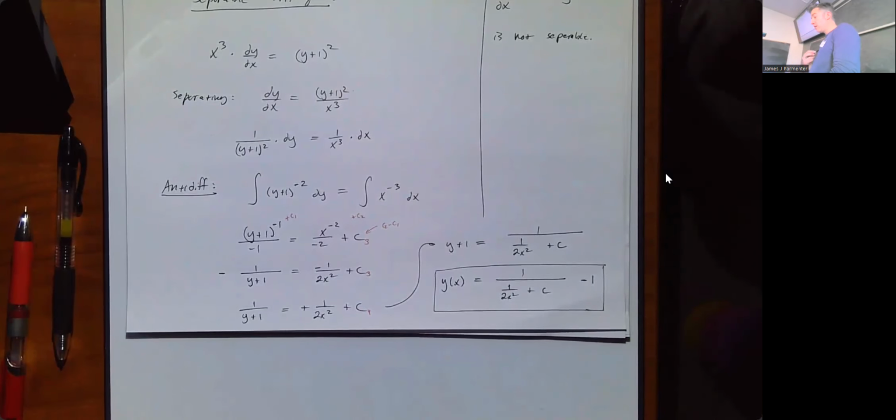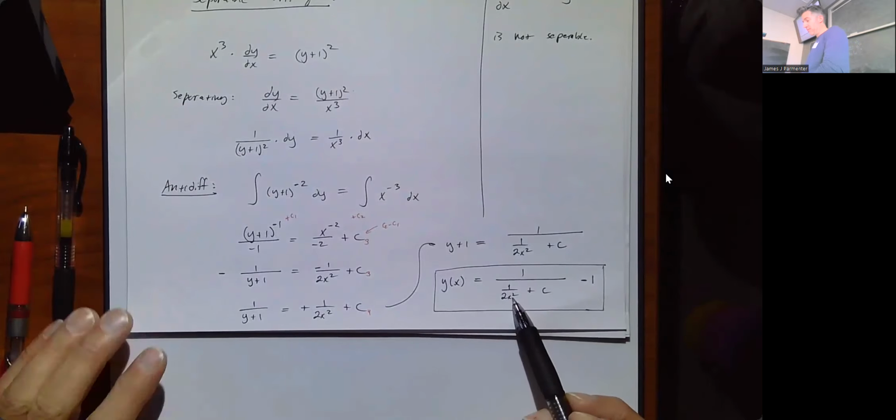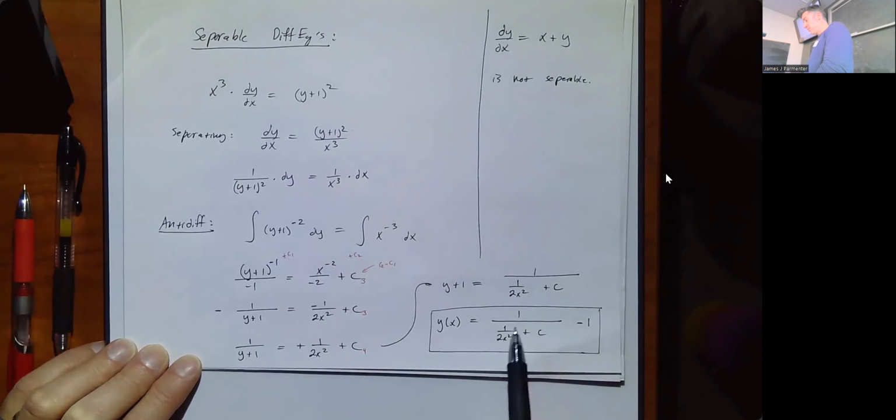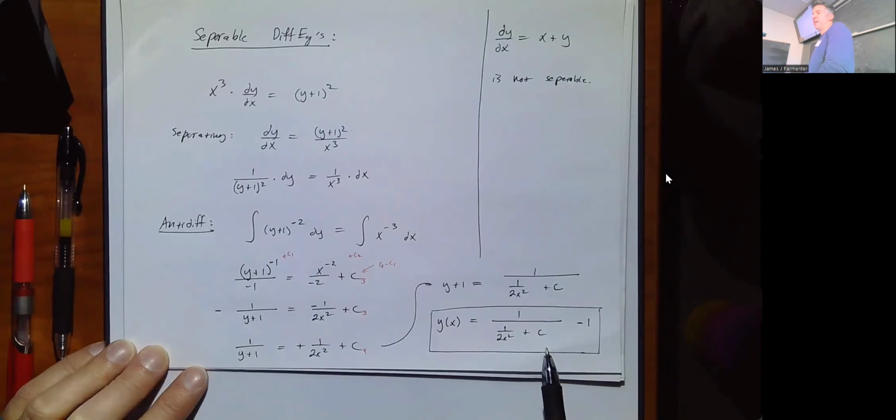I wouldn't check, but you could check. You could take the derivative of this, multiply it by x cubed, and then show that it's equal to this thing plus 1 squared. It's kind of neat, but it's not super necessary.